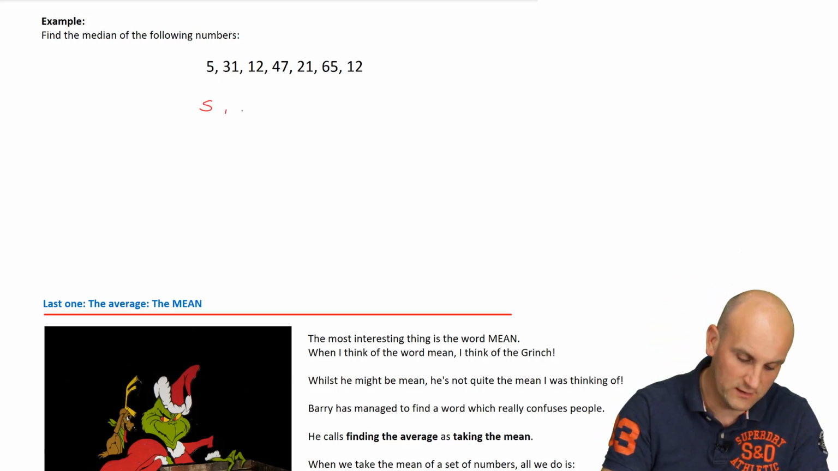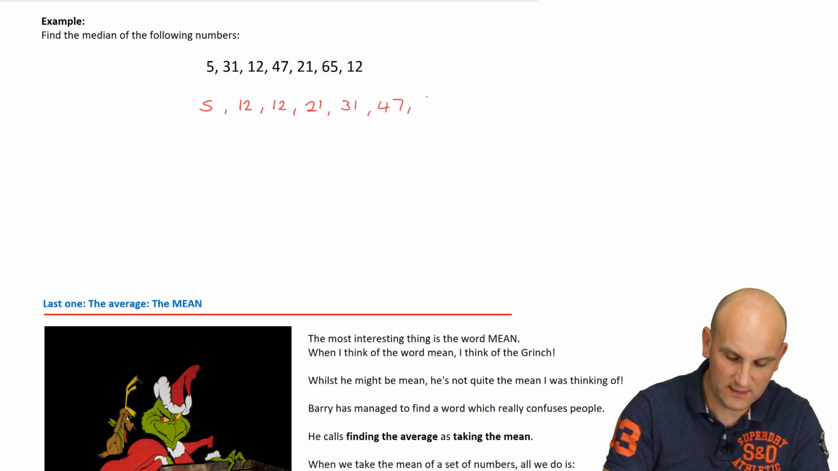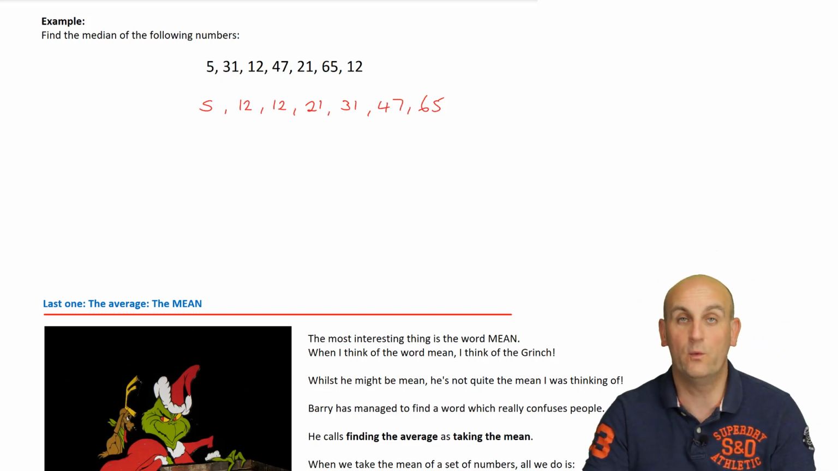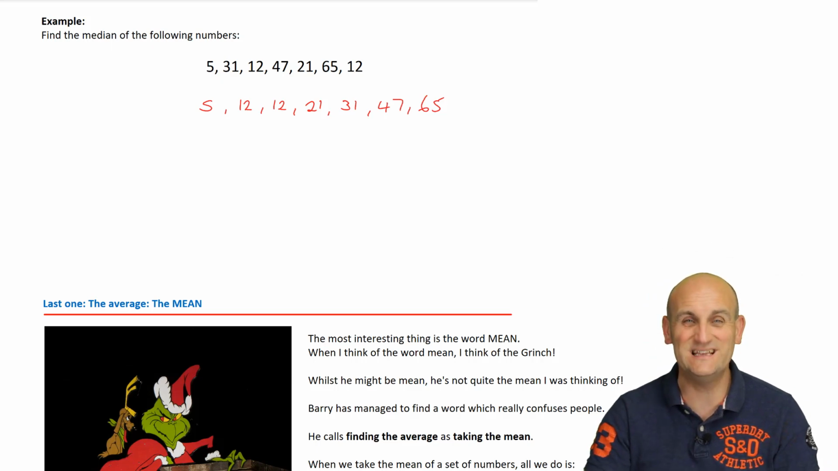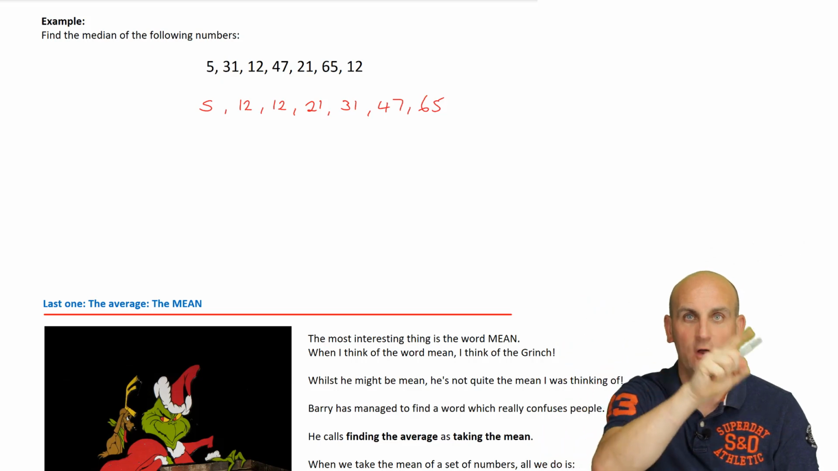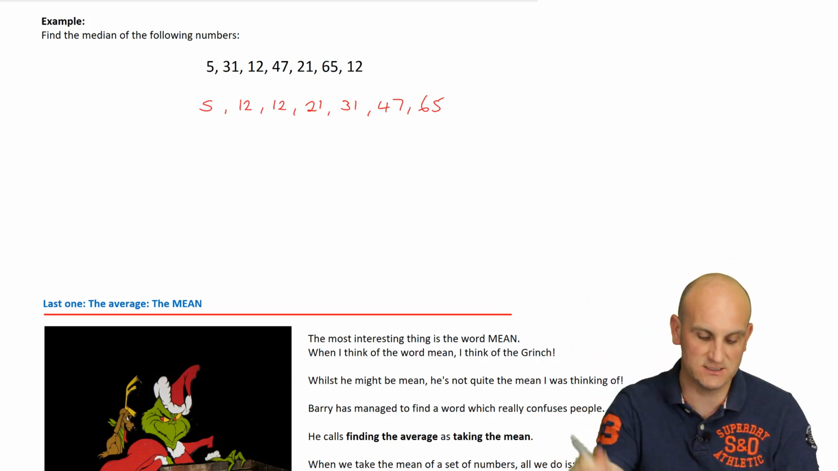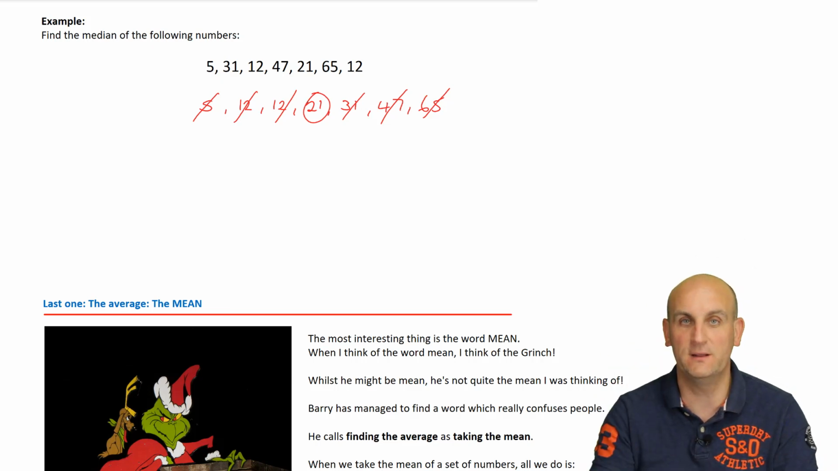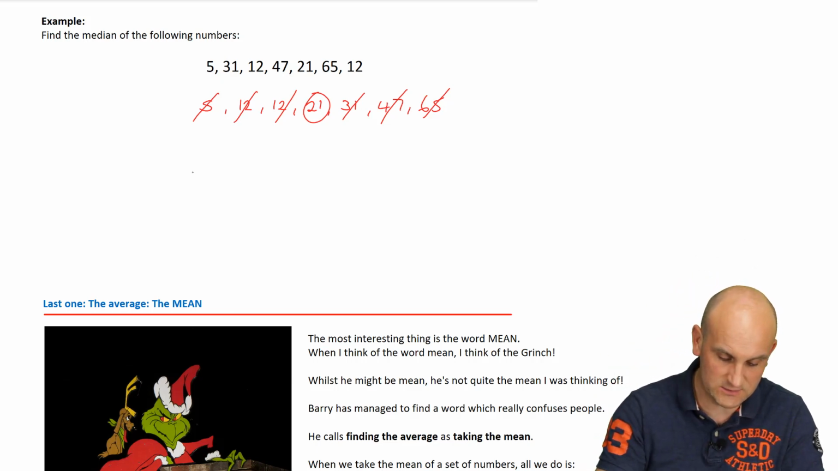So once again, I'm going to go 5, 12, 12, nope, not 31, nice try, 21, 31, 47 and 65. Just checking again, 1, 2, 3, 4, 5, 6, 7 data items. They are now in order, and what am I going to do? I'm going to find the middle one. The easiest way to find the middle number is cross 1 off of each end as you get closer and closer to the center. And what do you notice? I have my middle number as 21. So in this situation, my median would be equal to 21.